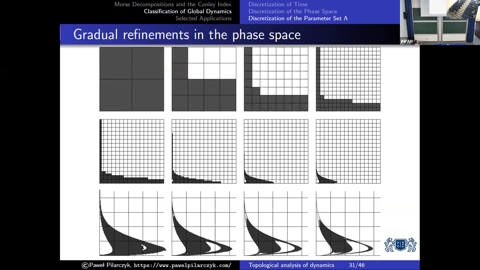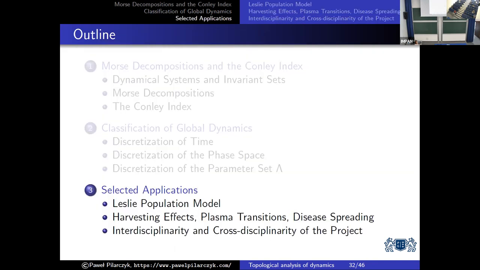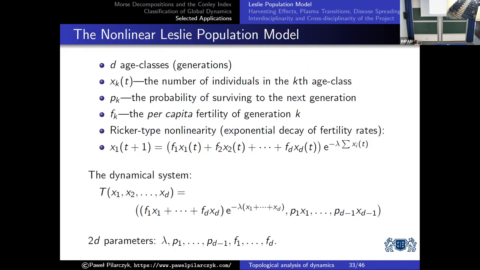And here's an example of some computation with gradual refinements, where already after four steps most of the phase space was thrown away. And this tremendously reduces the amount of computation that we actually do. Now, finally, the results. An example system that we analyzed is a Lesli population model. It's a three-dimensional dynamical system. This is a map, so it's a discrete time dynamical system with some nonlinearity, and there are 2D parameters.